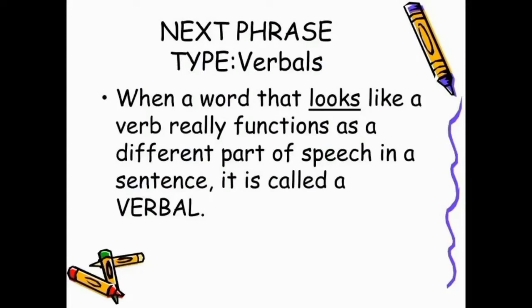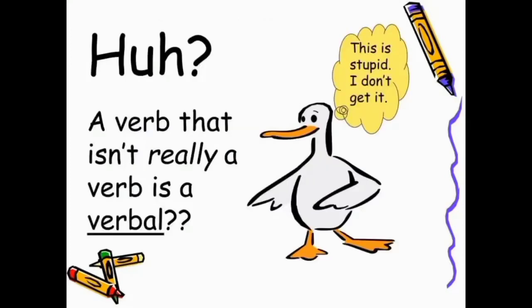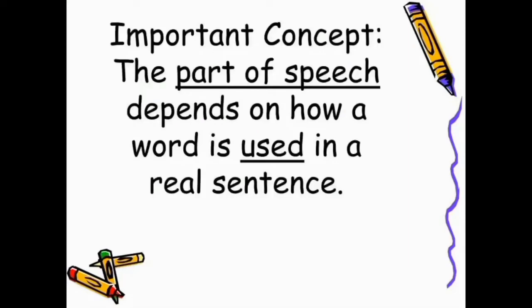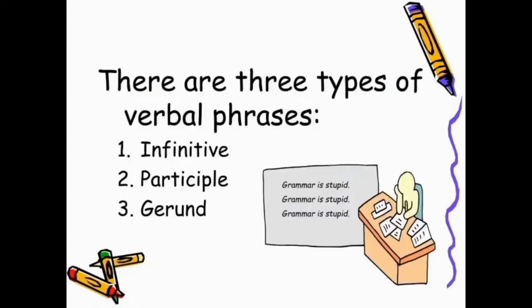Next is verbal phrase. It is composed of a verb and words that modify the verb. When a word that looks like a verb really functions as a different part of speech in a sentence, it is called a verbal. A verbal is a verb form that does not function as a verb. Verbals function as a noun, adjective, or adverb, and a verb is a word used to describe an action, state, or occurrence. There are three types of verbal phrase.